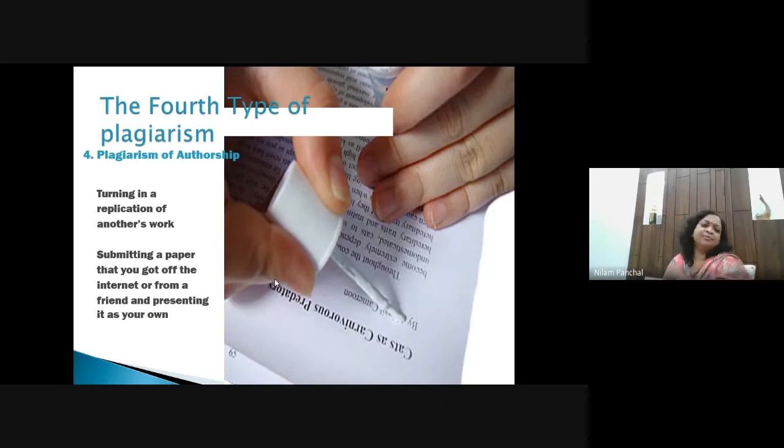The fourth type of plagiarism is plagiarism of authorship, right? So turning in a replication of another work, submitting a paper that you got off the internet or from a friend and presenting it as your own. That happens in the project also, that is happening. Okay, the authorship plagiarism, I mean, that is not advisable.